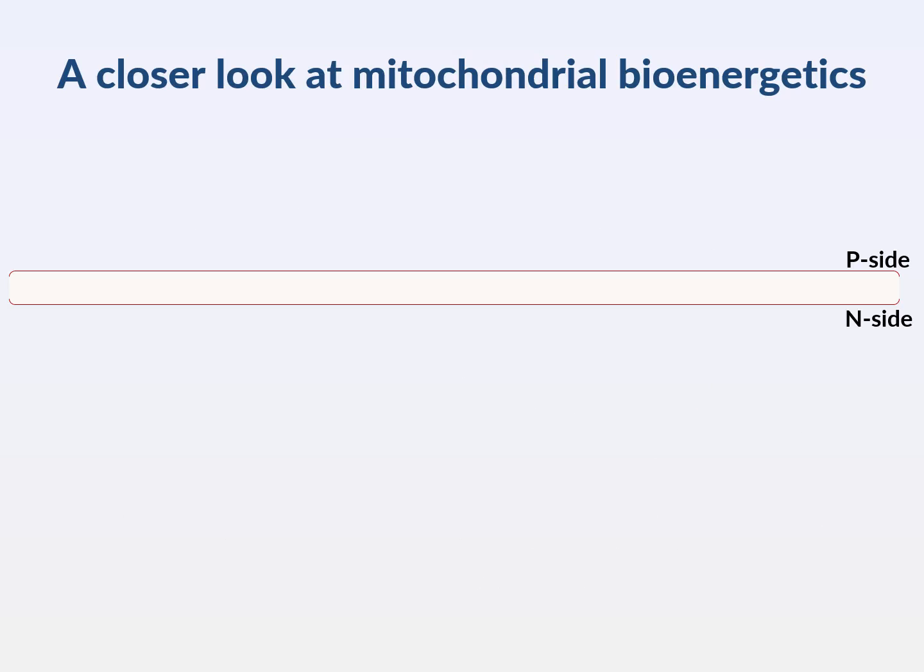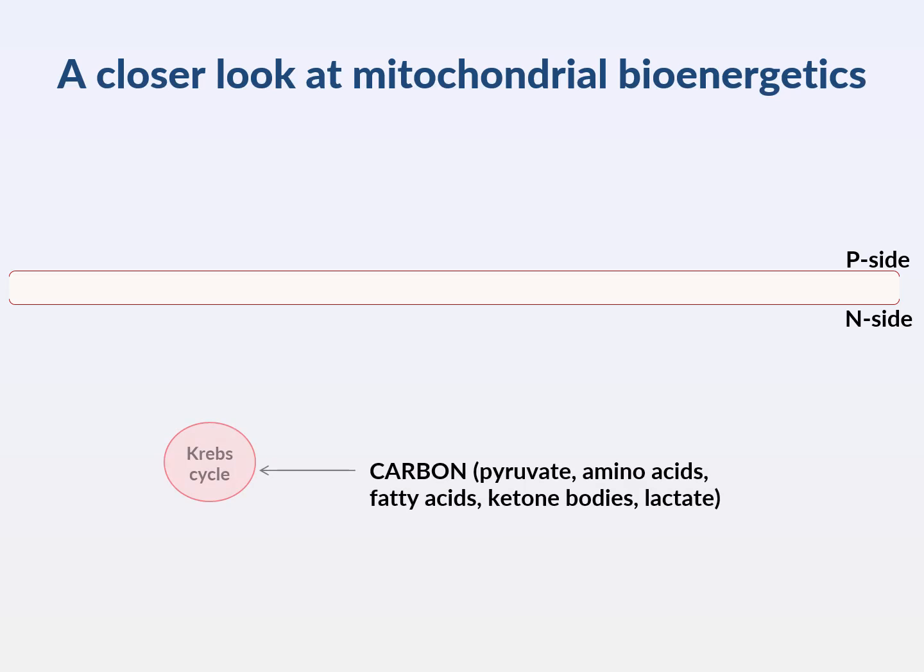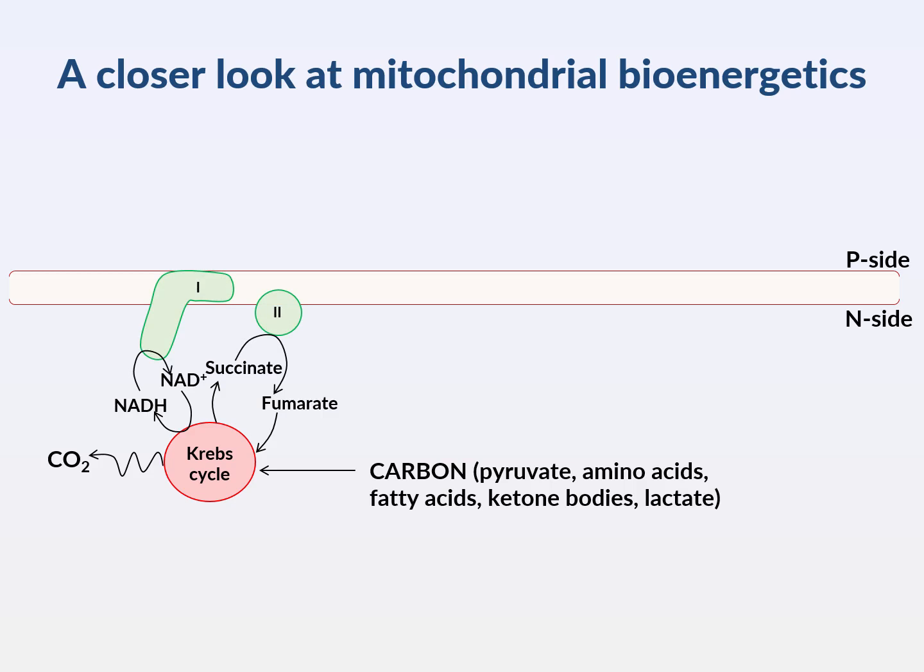Mitochondrial ATP and reactive oxygen species production begins when disparate forms of carbon are converted into common metabolites, which then enter the Krebs cycle. Once in the Krebs cycle, this carbon is oxidized further, resulting in the generation of the electron carriers NADH and succinate. NADH and succinate are then oxidized by complexes 1 and 2, and the liberated electrons are ferried all the way down the chain to complex 4, reducing molecular oxygen to water.